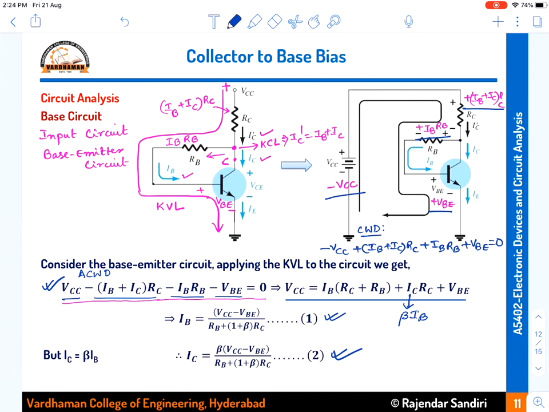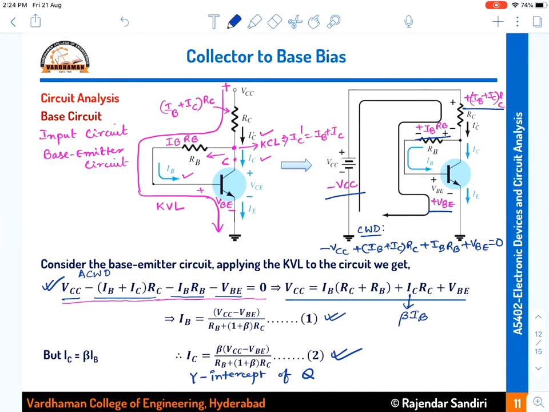Now what you got for IC is nothing but the y-intercept of the operating point Q. So we got the y-intercept of Q from the base emitter circuit, which is one operating point intercept. So half of that operating point we got.